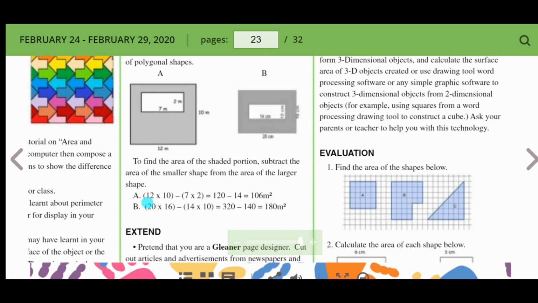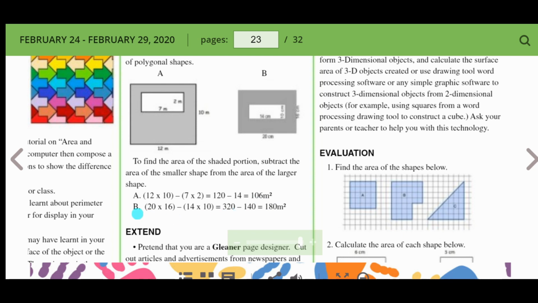So we would say 12 times 10, that's the area of the larger shape. And then we're going to take away now the area of the smaller shape, 7 times 2. So 12 times 10 gives us 120. And we're going to take from that 7 2's, 14. And that would give me what? 106 meters squared.